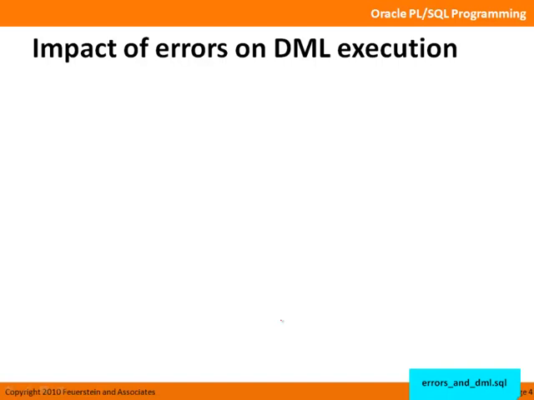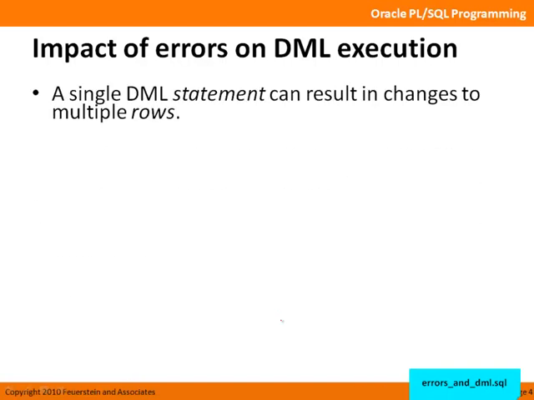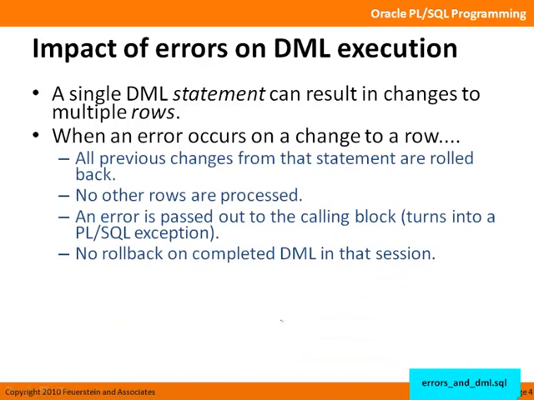All right then, impact of errors on DML execution. As you probably are aware, when you execute an SQL statement like UPDATE employee SET last_name = 'X', that statement can result in changes to multiple rows. In other words, each row modified by the DML statement is modified separately. So what happens when an error occurs on a change to a row? Well, first of all, previous changes from that statement are rolled back.